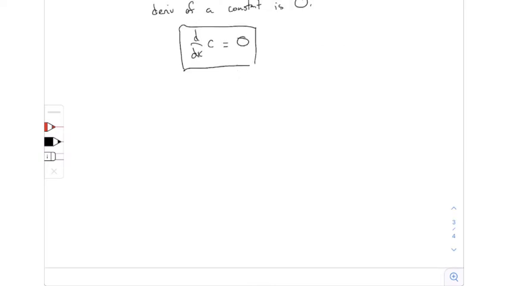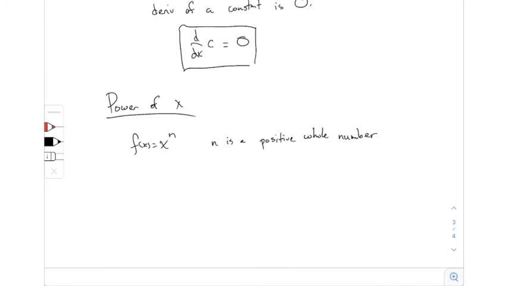Okay, let's talk about a power of x. I'm referring to something like f of x equals x to the n, where n is a positive whole number. We'll get to negative powers eventually, and we will also get to fractional exponents, but for now, let's just deal with an exponent which is a positive whole number.